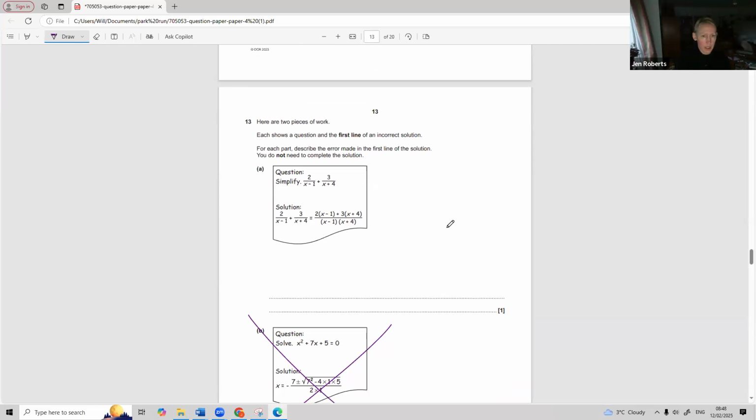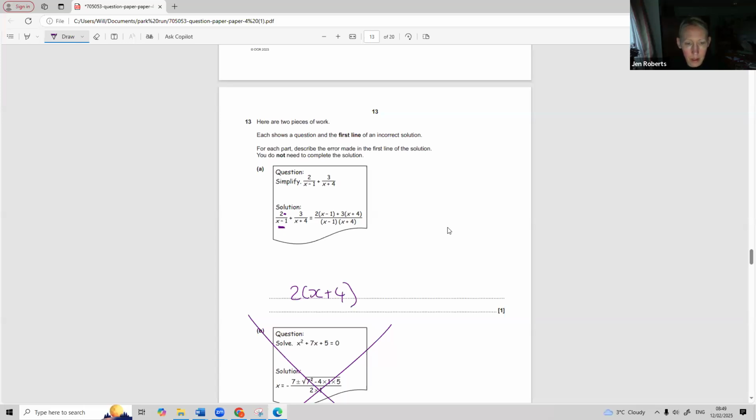Okay, question 13. Have you been able to spot the mistake here? So when we add fractions, we find a common denominator. They have got that correctly. They've multiplied x minus 1 by x plus 4. Now, if we were then finding our equivalent fractions, because you've times this by x plus 4, you should have times this number by x plus 4 too. They haven't. They've times it by x minus 1.